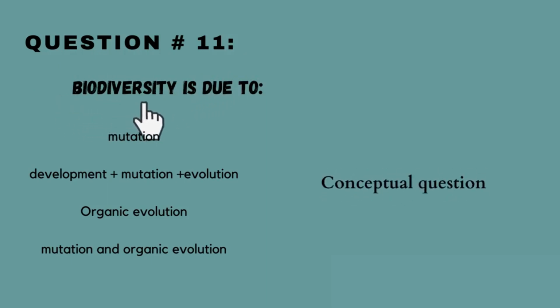Question number 11. Biodiversity is due to mutation, development plus mutation plus evolution, organic evolution, mutation and organic evolution. As mutation and organic evolution are the major causes of diversity in life. Correct answer is D option.